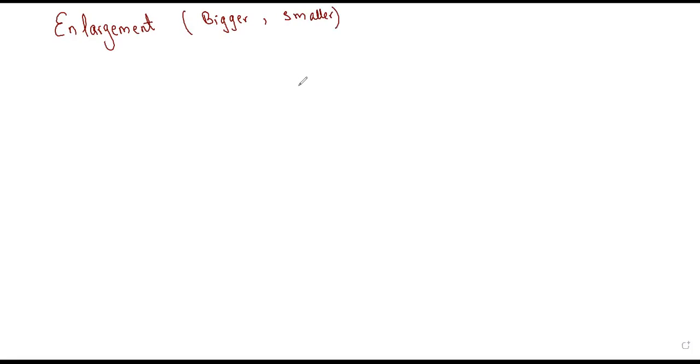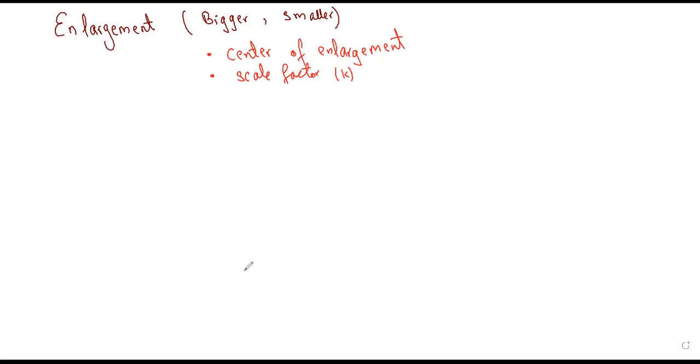Okay. Now, in case of enlargement, we have two things which we need to understand. The first thing is the center of enlargement, and the second one is the scale factor. That is K. Okay. Now, can anyone tell me, not the new students, but the old ones, we discussed something about the center in one of the previous types as well. So which type was that? Rotation. Very good. Well done.